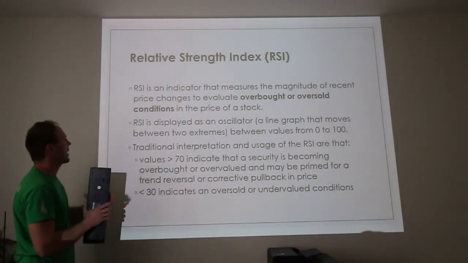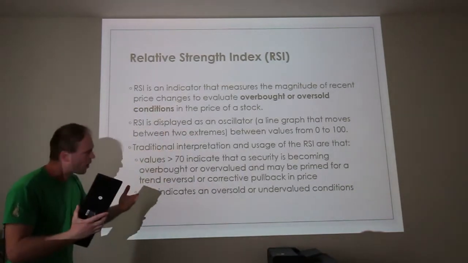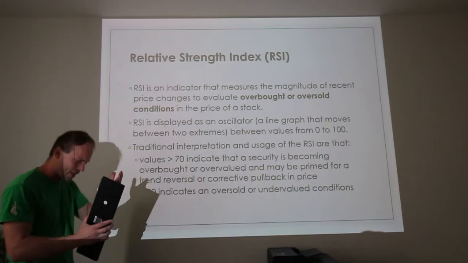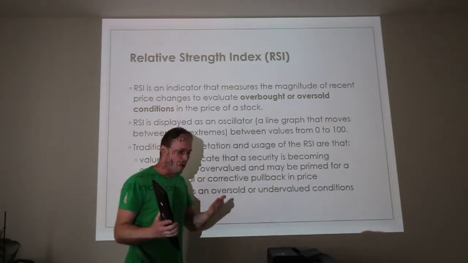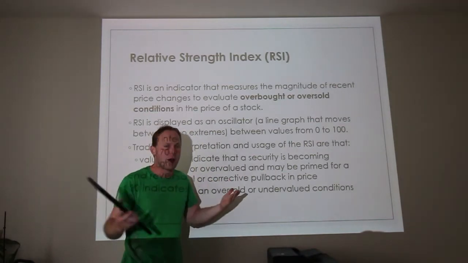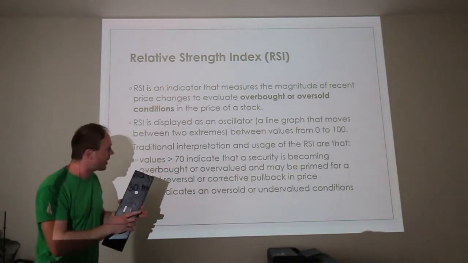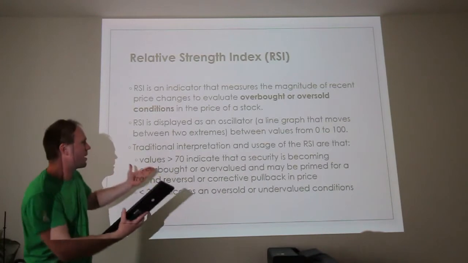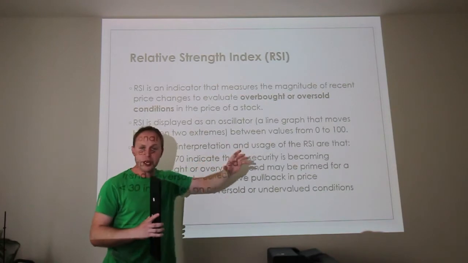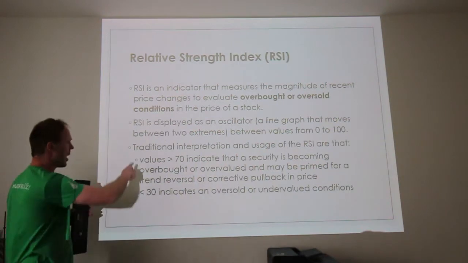This relative strength index is displayed as an oscillator, a line graph that moves between two extremes. Are you able to imagine a classical line chart, the development of a line chart, oscillating between two extremes, between values from 0 to 100? So an oscillating line chart.